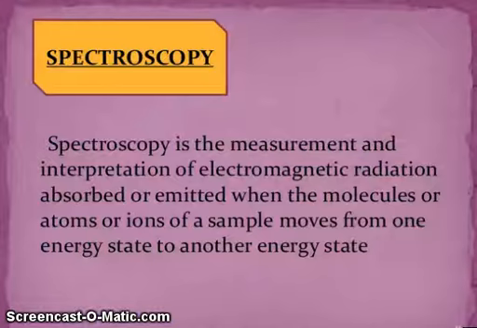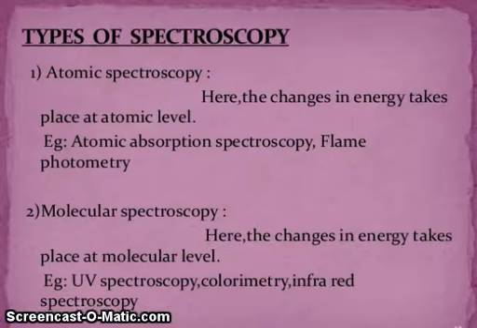Now friends, spectroscopy. What is the meaning of spectroscopy? Spectroscopy is the measurement and interpretation of electromagnetic radiation absorbed or emitted when the molecules, atoms or ions of a sample move from one energy state to another energy state. So friends, types of spectroscopy: atomic spectroscopy, where the change in energy takes place at atomic level, such as atomic absorption spectroscopy and flame photometry; and molecular spectroscopy, where the change in energy takes place at molecular level, such as UV spectroscopy, colorimetry, and infrared spectroscopy.